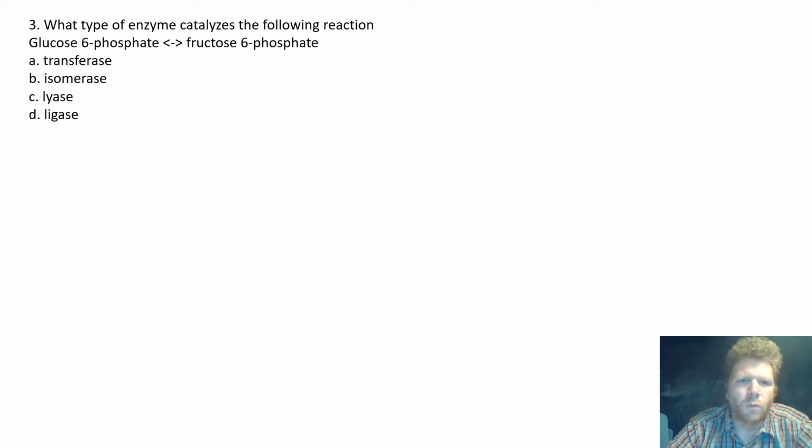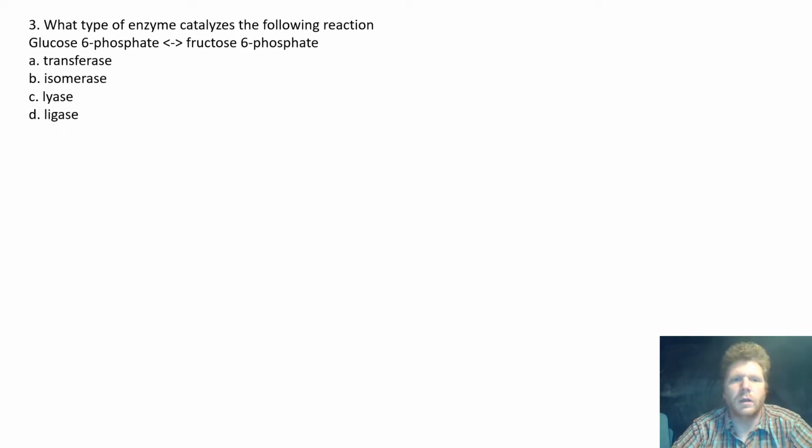All right. What type of enzyme catalyzes the following reaction? Glucose 6-phosphate to fructose 6-phosphate. Okay, so when you think about glucose and fructose, those are both hexoses. Those are both 6-carbon sugars.